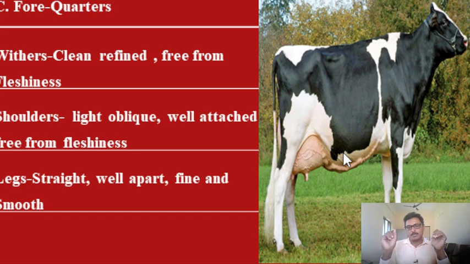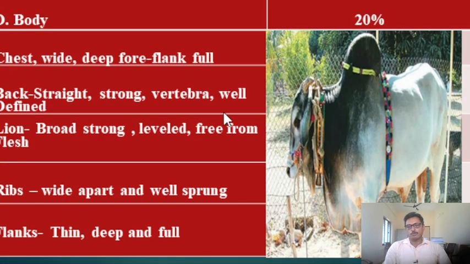That is a good quality which the high yielding animals have. And if you see the legs, the forelegs, they should be straight, well apart, and fine and smooth. That's about the forelegs. And this fore quarter also, we have to know about that.